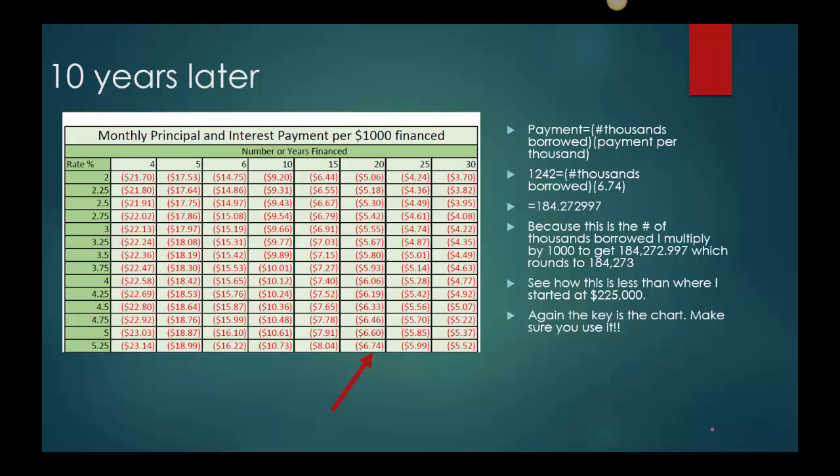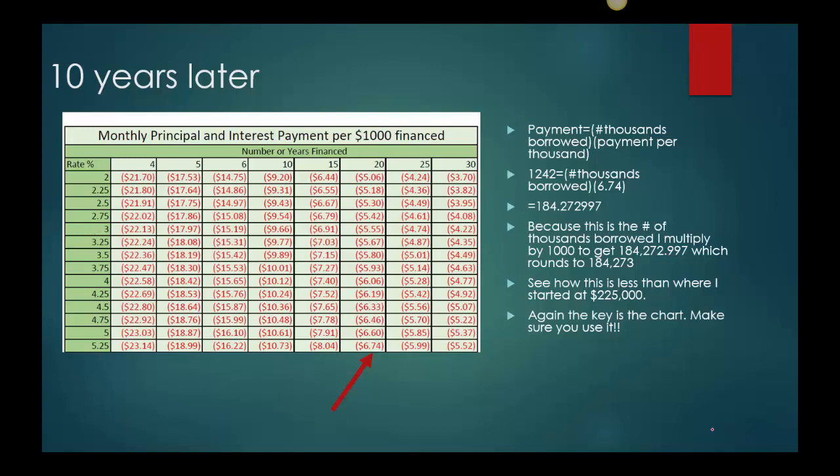So this doesn't really mean 184. It means it's 184.272997 times 1,000. So I multiplied it by 1,000 and I got 184,272.997. I'm going to round that, of course, and I got $184,273. All right. So I went from originally borrowing $225,000. I've paid for 10 years. Now I owe $184,000, right? Roughly. So I can see that it decreased, and that's what I want you to see.